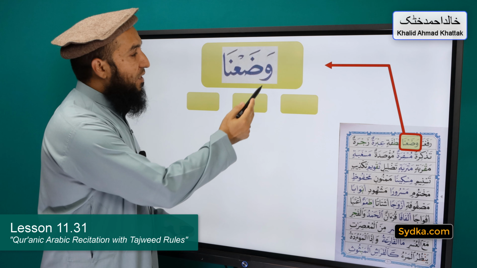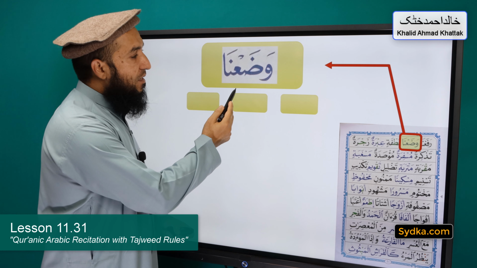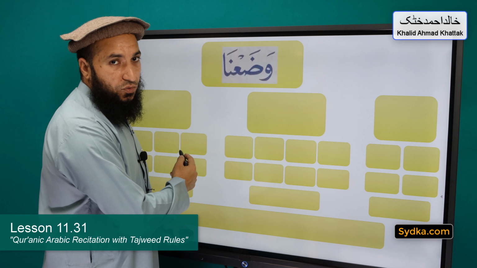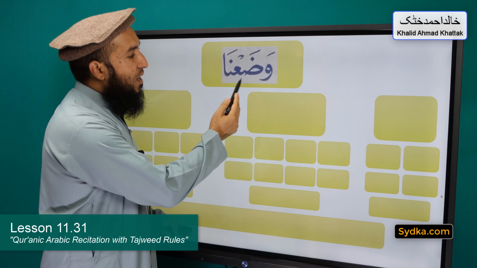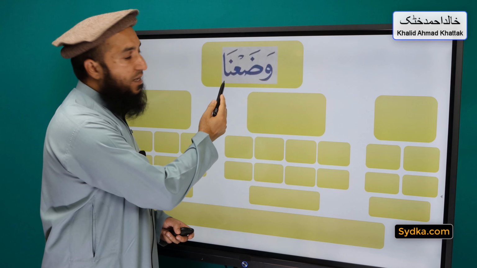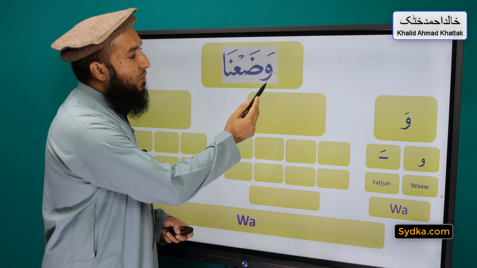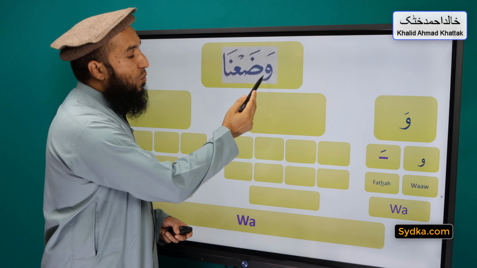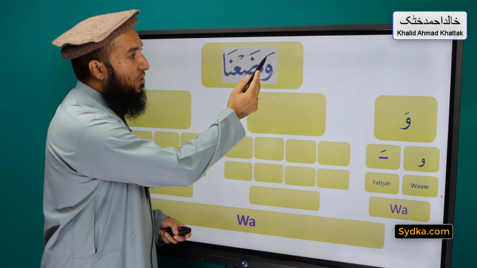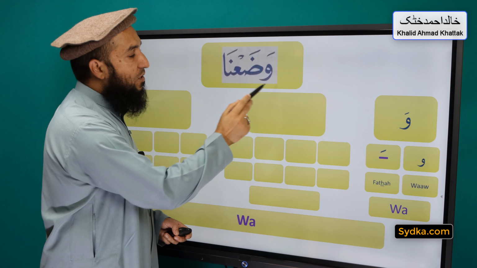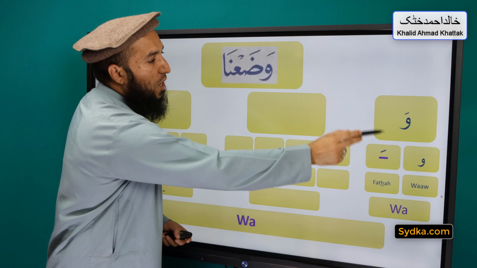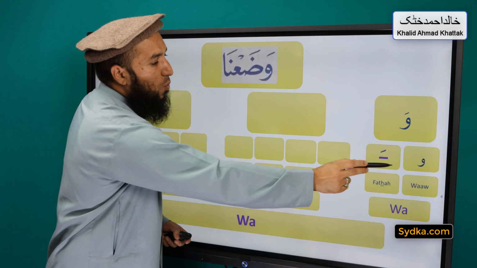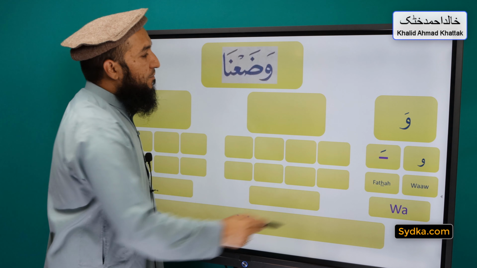The next word we have is وضعنا, and it can be divided into 3 syllables. The first one is wa, the second one is ضع, and the third one is na. So the first syllable we have is waw fatha wa. Waw is a light letter, it has fatha on top of it and it is prolonged for 1 count. Waw fatha wa.